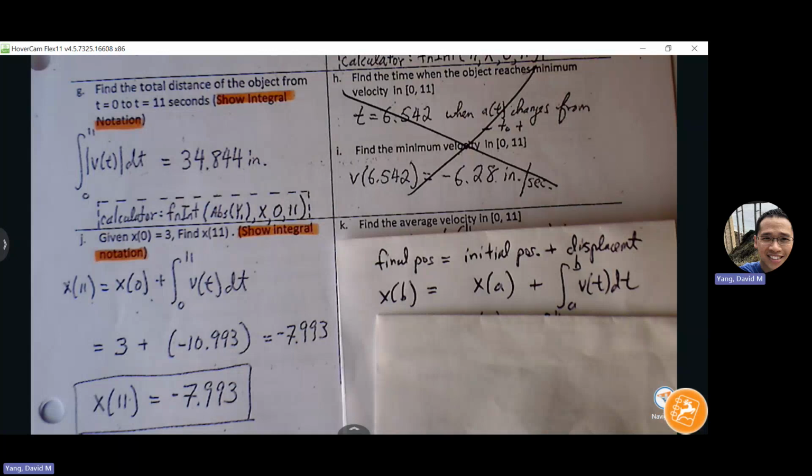How'd you get 3? They tell us x of 0 equals 3, so I just made a substitution there.